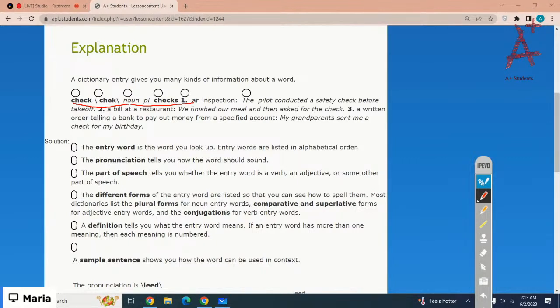A definition tells you what the entry word means. Then at last you have the definition. Got it? Okay. A sample sentence shows you how the word can be used in context, and you also find the sample sentence. Got it? These are the dictionary entries.